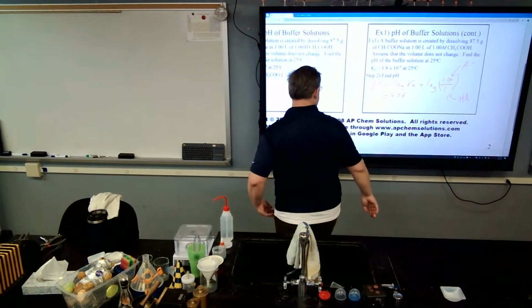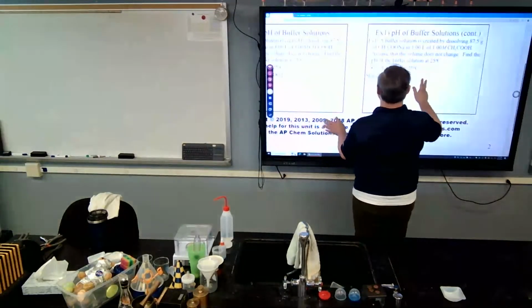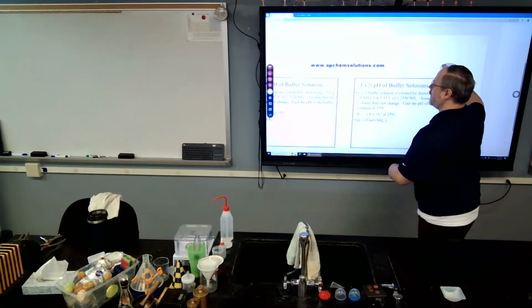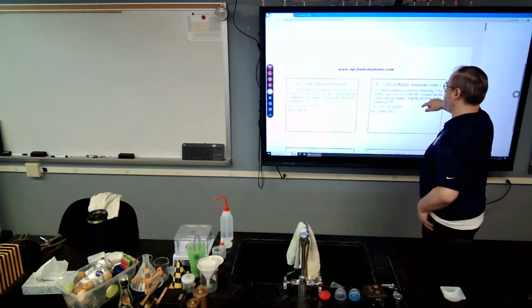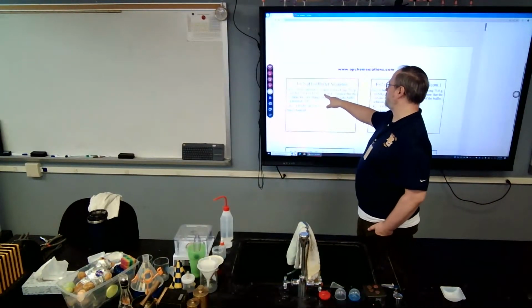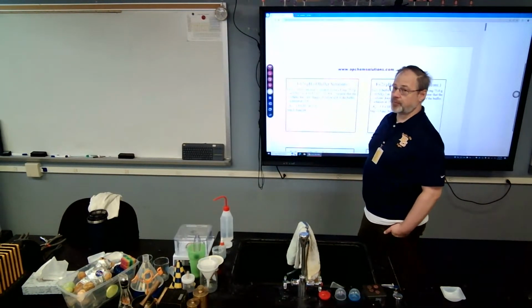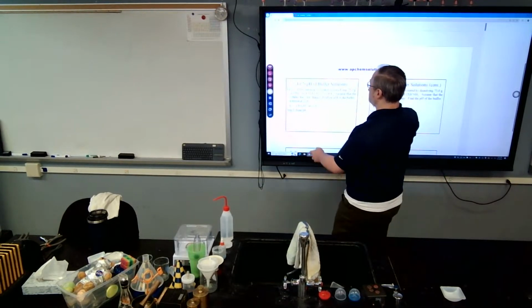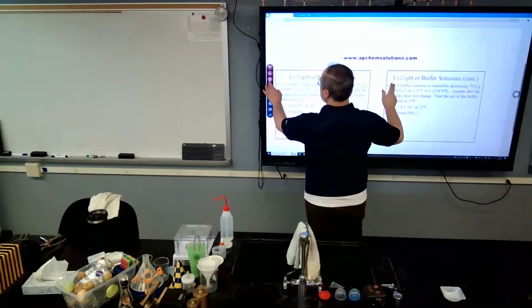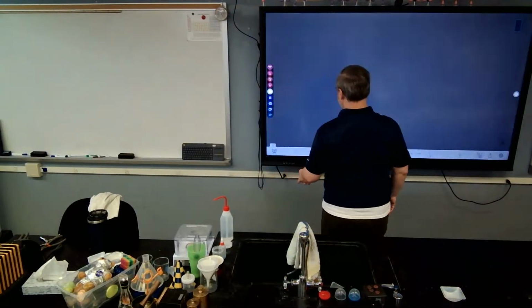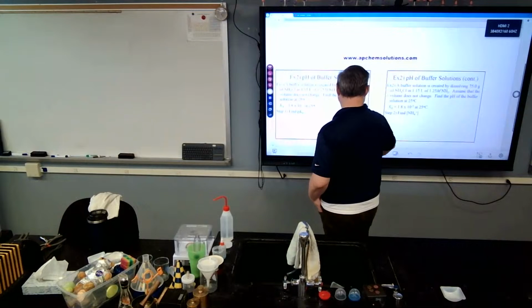Let's move on to something where the concentrations are not the same, I hope. All right, here we go. So more buffer solution. Hey, look, it's a basic buffer. So basic buffers work exactly the same way. It's just now you're using the conjugate base.